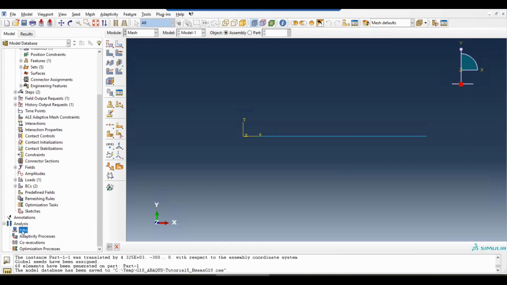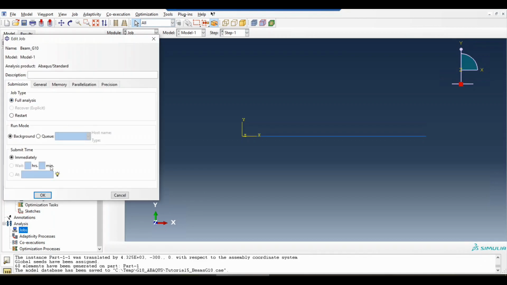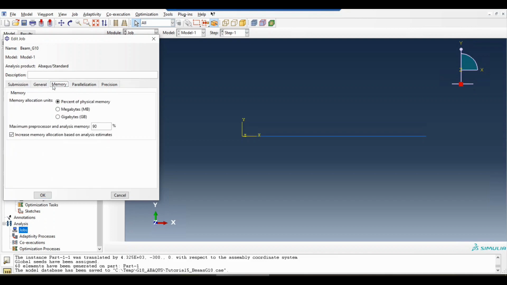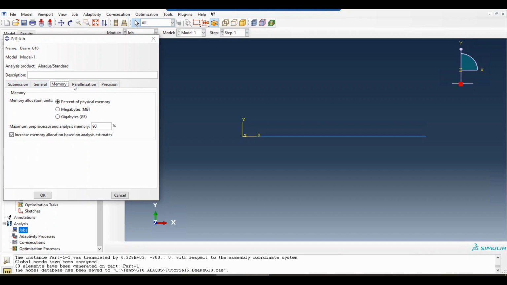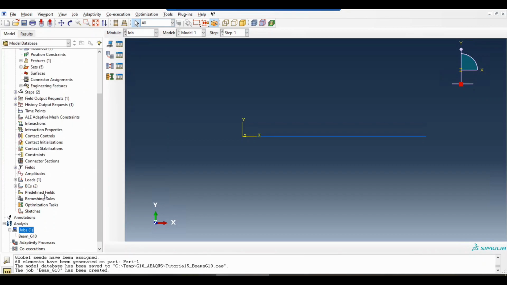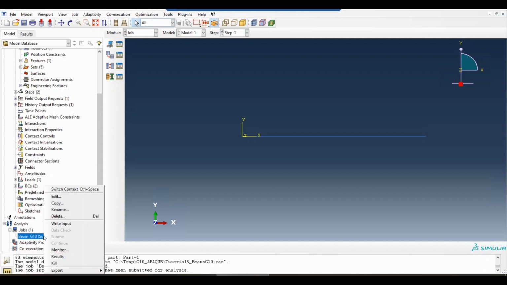Let us create a job here. This is beam. In this space here, you can change your memory allocation, or if you have more processors, you can increase your processes to say 4. Now this is a quad core computer, that's why I can select up to 4. Let's select it up to 4. Now this will increase our speed. Now say OK. Now let us submit this one. Submit. You can monitor it.